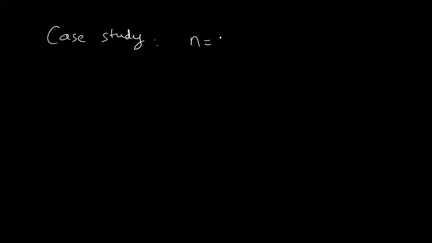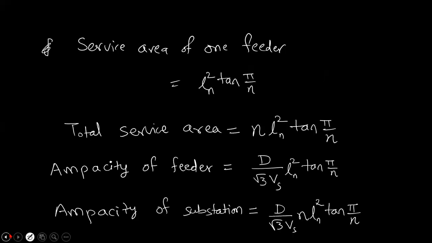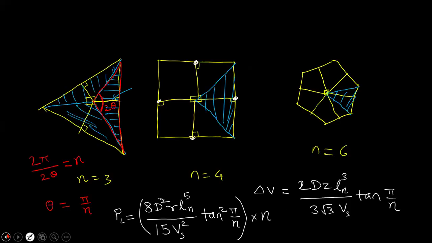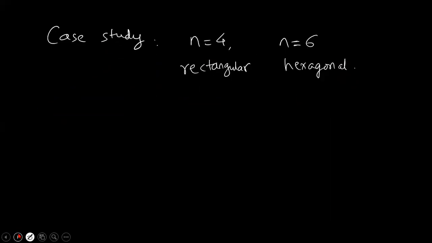Let us do a comparison of the number of feeders equal to 4 and the number of feeders equal to 6, with the substation located at the central position. When we have 4, we know that the area looks like a rectangular service area, and when we have 6, it is basically a hexagonal service area. So now we can do a comparative analysis just by substituting the values of n equal to 4 and n equal to 6 in the expressions of voltage drop and power loss. And we can see how much voltage drop is happening, what the ampacity comparison is, and all those things.